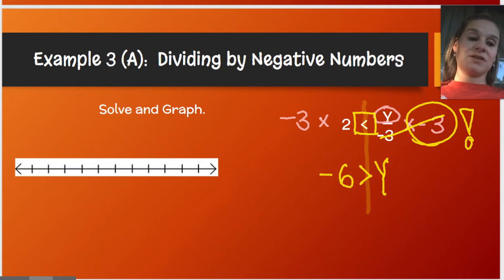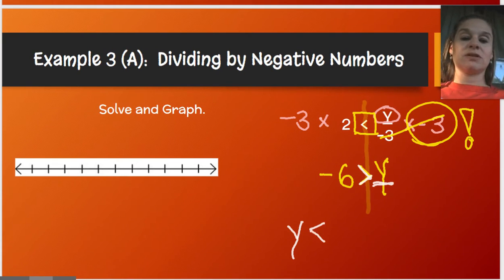But to graph this, we would want to read this from y's point of view. So I'm going to read y first, write that down, y. Now because the arrow is pointing at y, we still want it to point at y. So this says y is less than -6. So let's graph that.